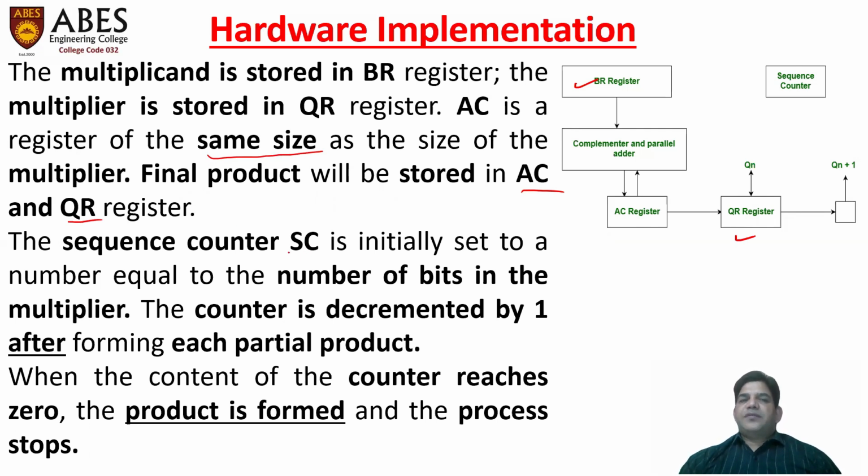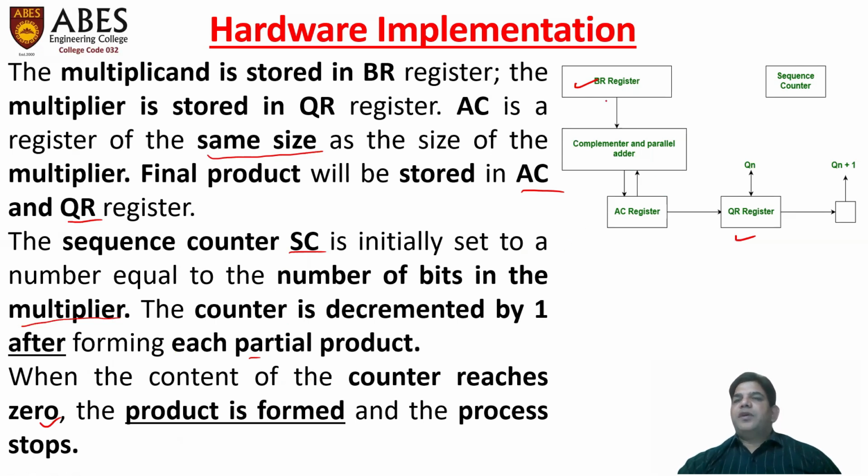We use a sequence counter, which counts the number of steps. It is initially set equal to the number of bits in the multiplier. So that means for that many bits in the multiplier QR, that many times the sequence counter executes. The counter is decremented by 1 after forming each partial product, and when the content of the counter reaches 0, the product is formed and the process stops.